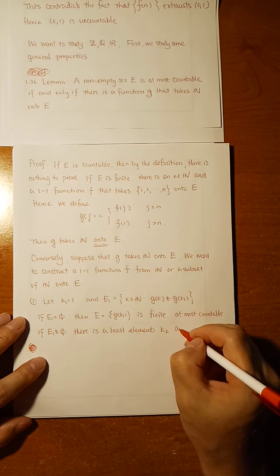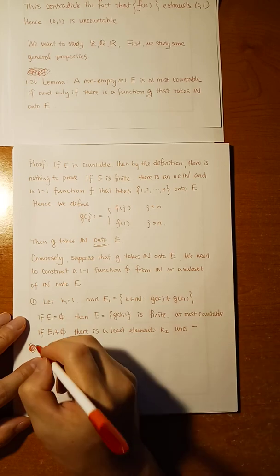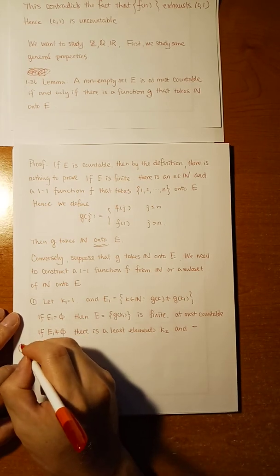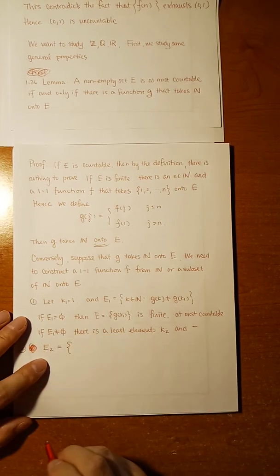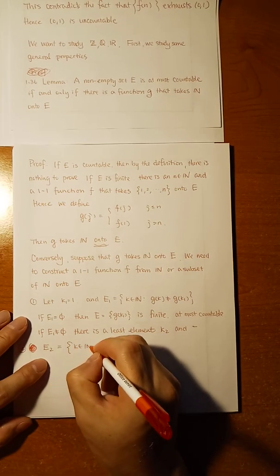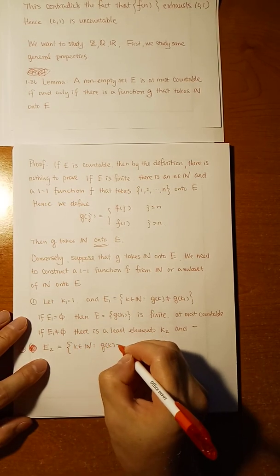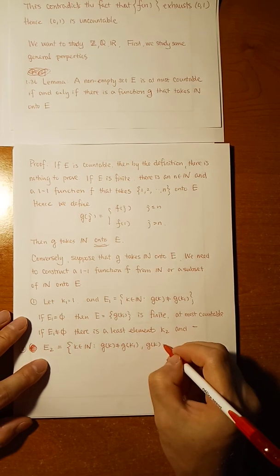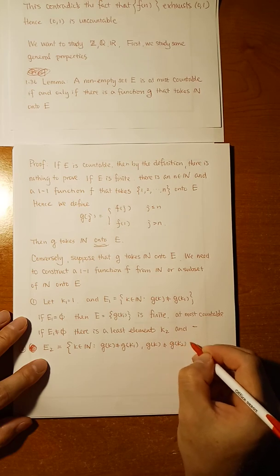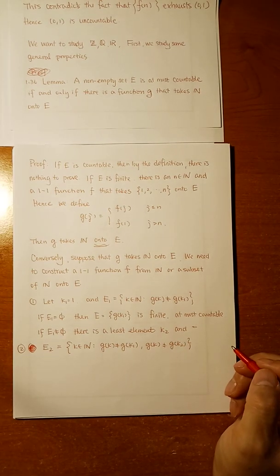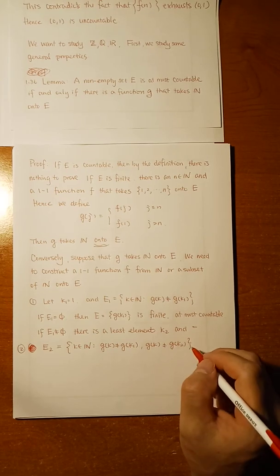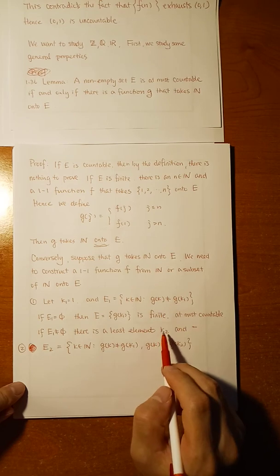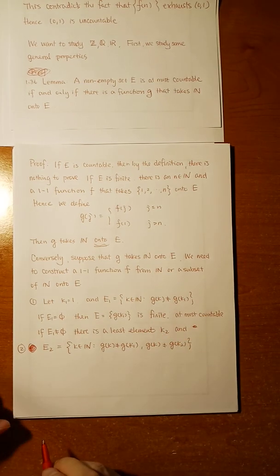And define E2. E2 is the set of K in N such that G(K) is not equal to G(K1) and G(K) is not equal to G(K2). Okay? K2 is in E1, the least element is in E1.